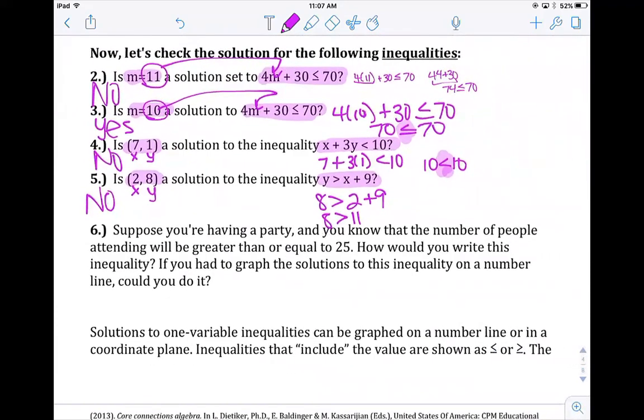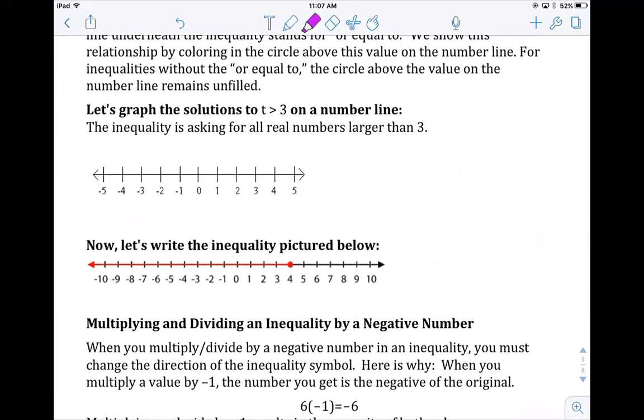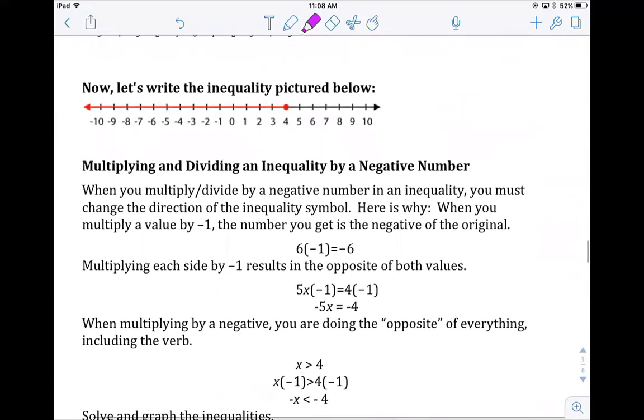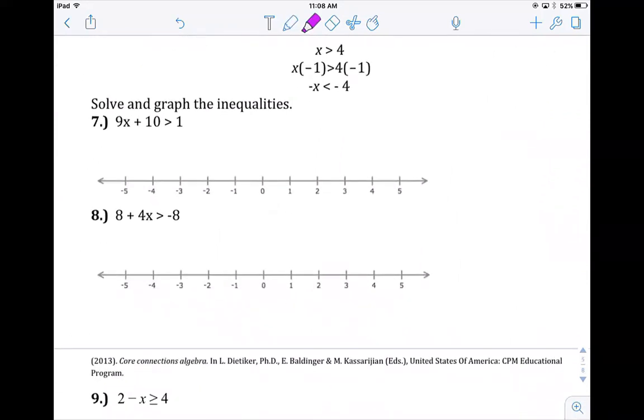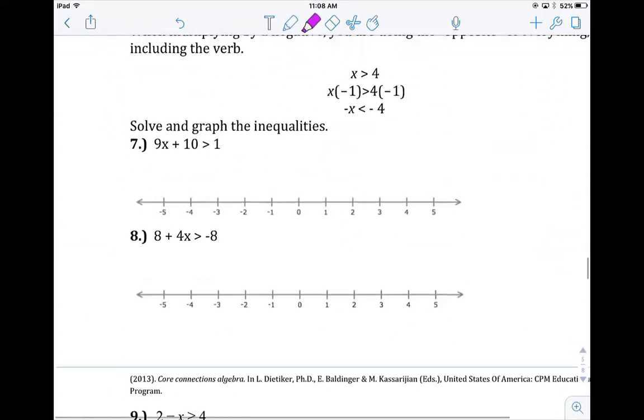So to check, you're just plugging it back in, seeing if it works out. If it does, it's a yes. If it doesn't, it is a no. Okay, we are going to bypass problem 6, and we are going to jump into solving with graphing. And we're actually going to jump all the way down to problem 7. So we're looking at 7, 8, 9, and 10.